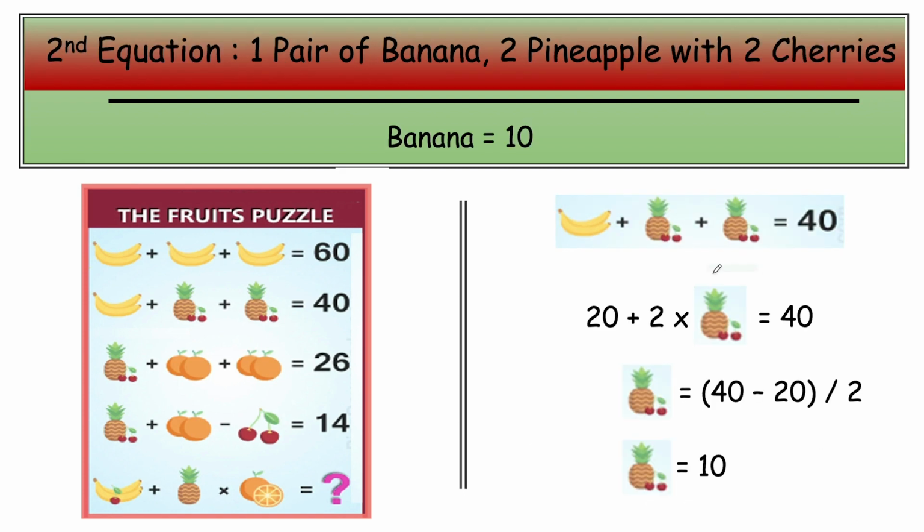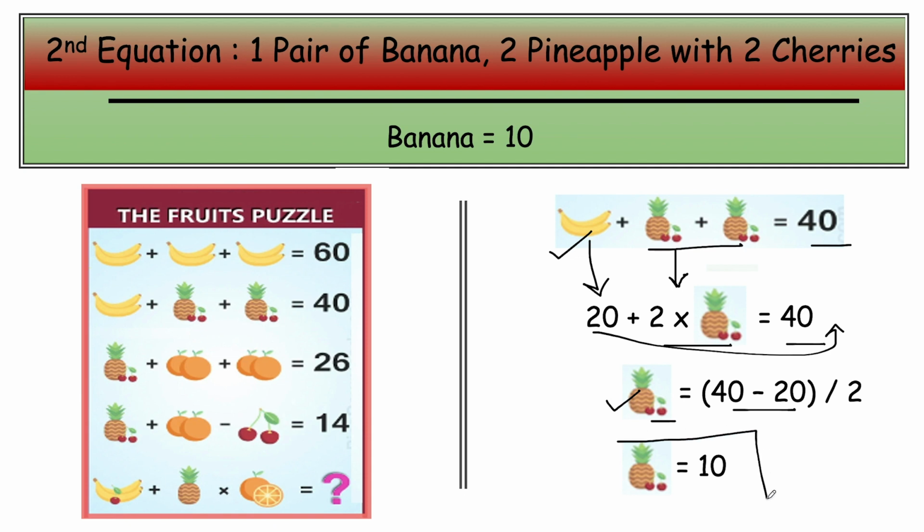Moving on to the second equation, here you can see 1 pair of bananas and 2 pineapples with 2 pairs of cherries and their total value is equal to 40. We know the value of 2 bananas is equal to 20, and here you write these 2 pineapples and 2 cherries as 2 into pineapple and 2 cherries, and their total value is equal to 40. We move this 20 to the right side, so 40 minus 20 is equal to 20, and the final value for the pineapple with 2 cherries will be equal to 20 divided by 2, that will be equal to 10.